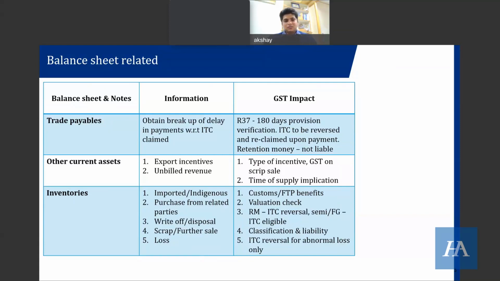So if you see, just by reading the export incentive wordings in other current assets, I have identified that there is an ITC implication on this entity.